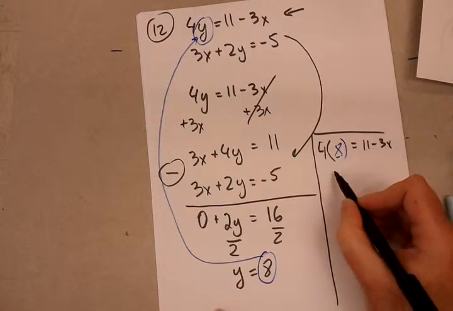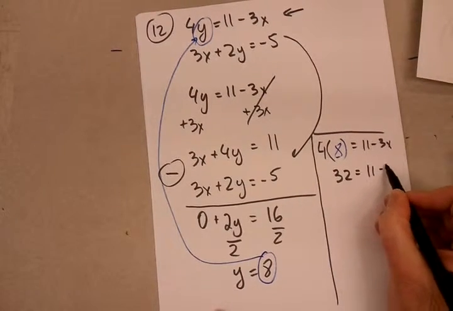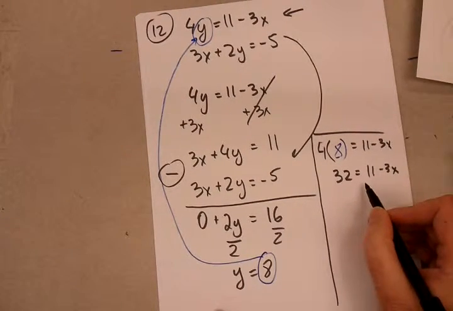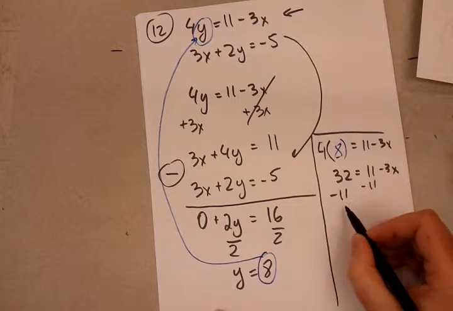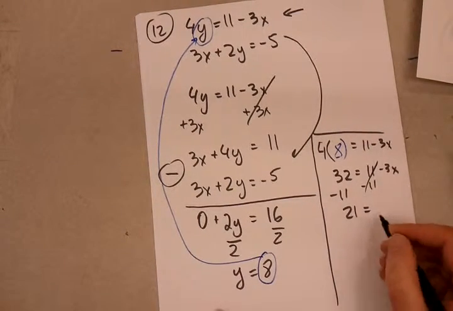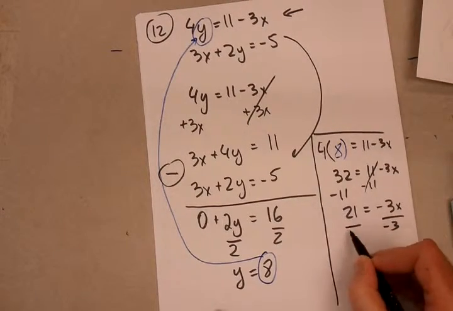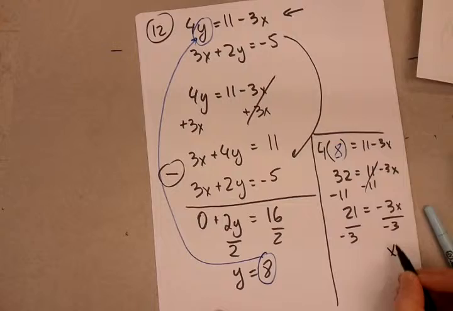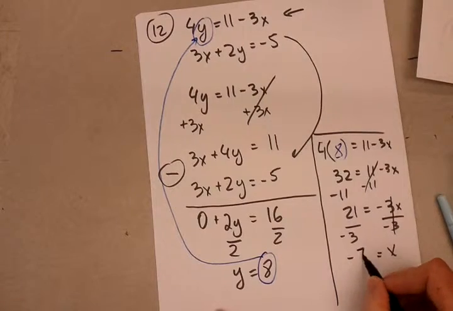So 4 times 8, that's 32, equals 11 minus 3x. Then I am going to subtract 11 from both sides. So that's going to give me a positive 21 on this side. Here it's 0, equals negative 3x. Divide both by negative 3. X equals 21 divided by negative 3, which is negative 7.